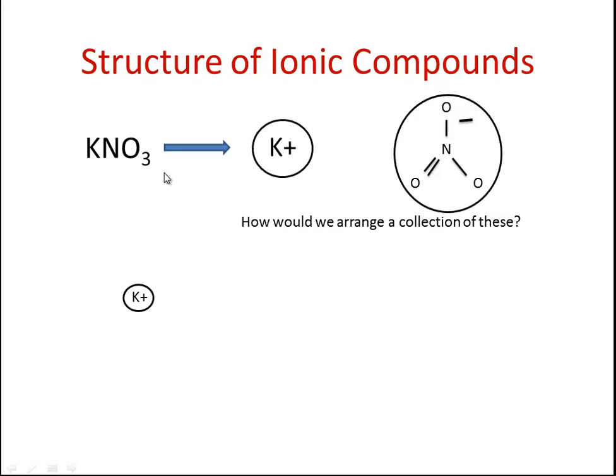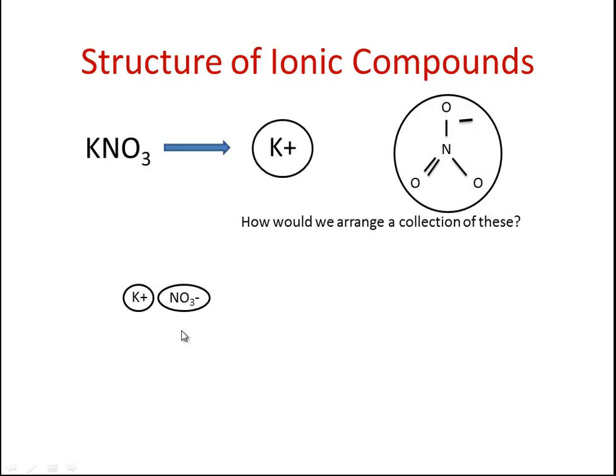So let's say I've got a whole bunch of potassium cations and a whole bunch of nitrate anions, and I want to put them together to make a compound. If I start with one potassium cation, what would I want to put right next to it? And don't forget, you have to remember the rules about positive and negative charges. So this, for example, would not be the way you want to do it, right? You don't want two positively charged ions next to each other, because we know that like charges repel.